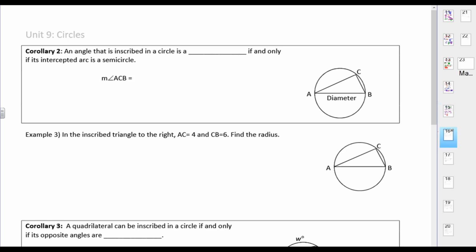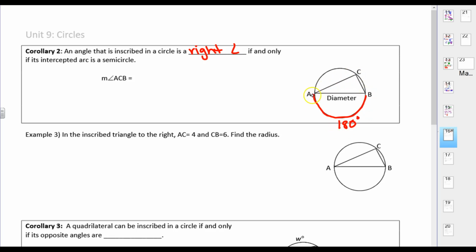Okay, moving right along. There's another corollary to this theorem. It says that an angle that is inscribed in a circle is a right angle if and only if its intercepted arc is a semicircle. Well, this makes sense. If we look at this, if AB is a diameter, that means the measure from here to here must be 180 degrees. Right? That arc there is 180 degrees.